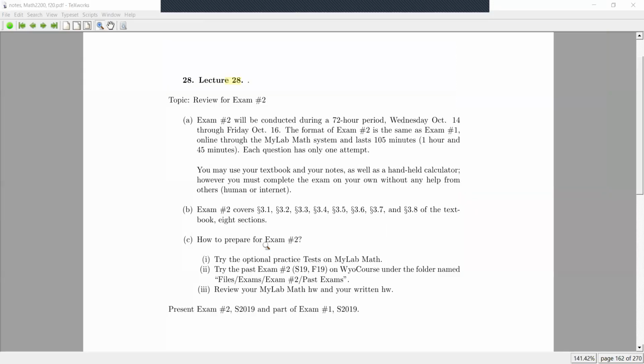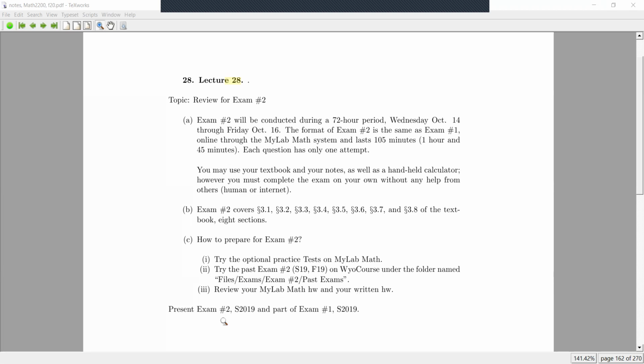How to prepare for exam 2? I suggest first, try the optional practice tests on MyLab Math. Second, try the past exam 2 of spring 19 and exam 2 of fall 19. You can find these two past exams on the course under this folder. The third, review your MyLab Math homework and your written homework.